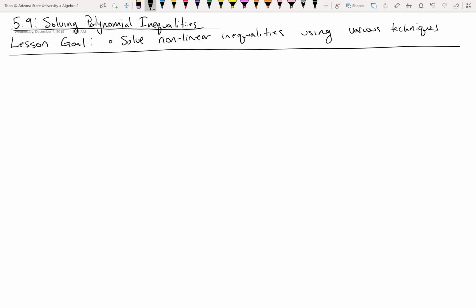So the last lesson of this unit will be about solving polynomial inequalities. Now, why we devote a separate section to this is that polynomial inequalities is a class of inequalities called nonlinear inequalities. And when your inequality is nonlinear, you have to use other techniques. Why is that? Well, let's recap or recall linear inequalities.